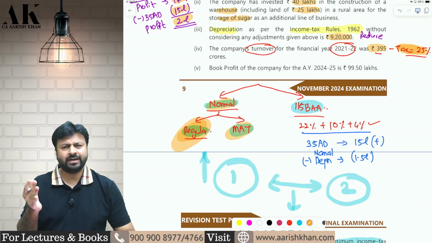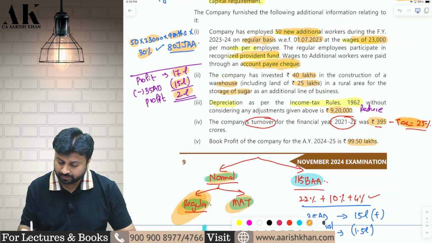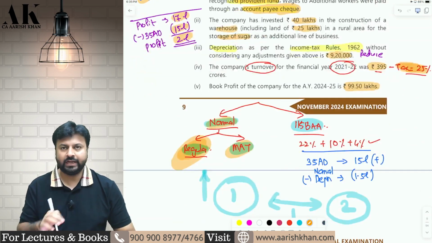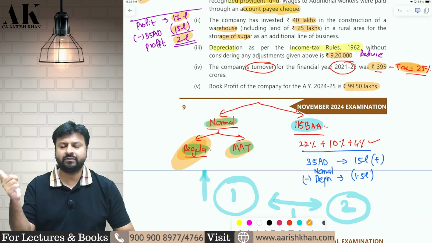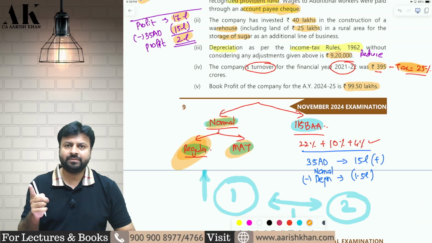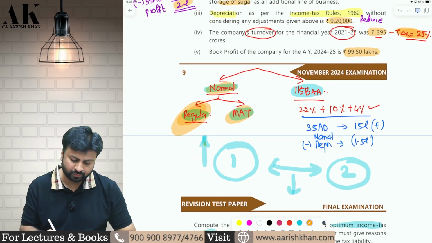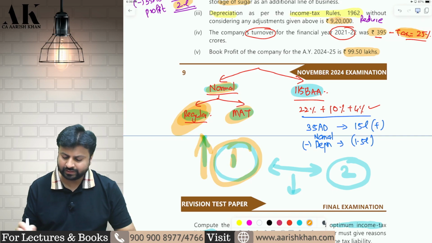Now for MAT is very simple. They have directly given you the book profit 99.5 lakhs. Take 15% tax, don't take surcharge because the book profit does not exceed 1 crore. Take 15% tax and 4% cess. That's it. Your book profit MAT is already computed. Whichever is higher, that will become your tax number 1.